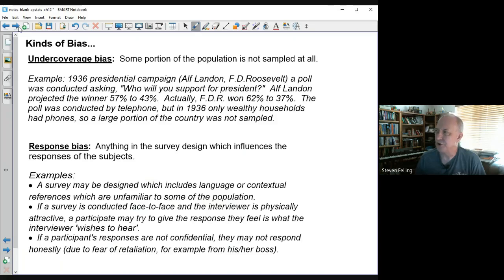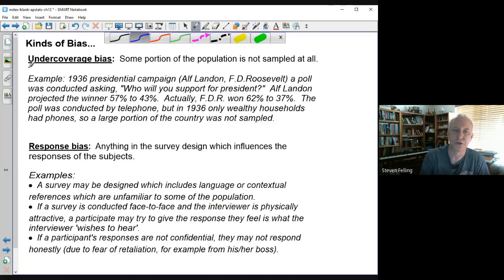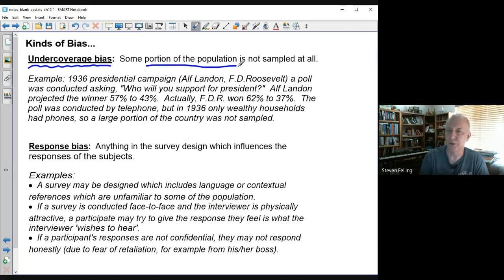So there are some specific terms that talk about different kinds of bias. Okay, so the first one is a general term just called undercoverage bias. And all that means is that some portion of the population is not able to be included in the sample. Classic example of undercoverage bias: in the 1936 presidential election, it was against Franklin Delano Roosevelt and Alf Landon. And a poll was taken that asked, who will you support for president? Right, and based on this poll, Alf Landon was projected the winner, 57% to 43%.